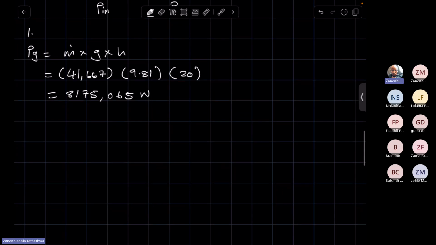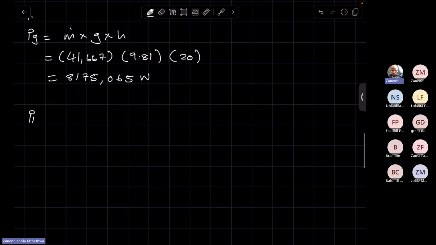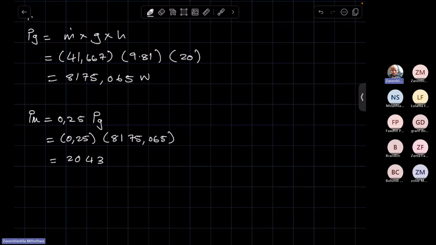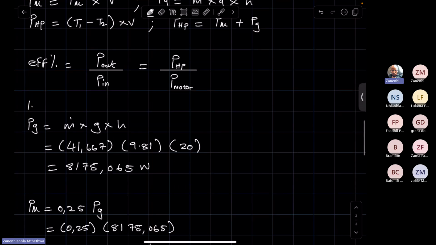Now that we've calculated the power to overcome gravity, we are now going to be able to calculate the power to overcome friction. Power to overcome friction, they said, is 25%, 0.25, of the power to overcome gravity. So essentially, you have 0.25 times 8175.065. So this is 2043.766 watts.